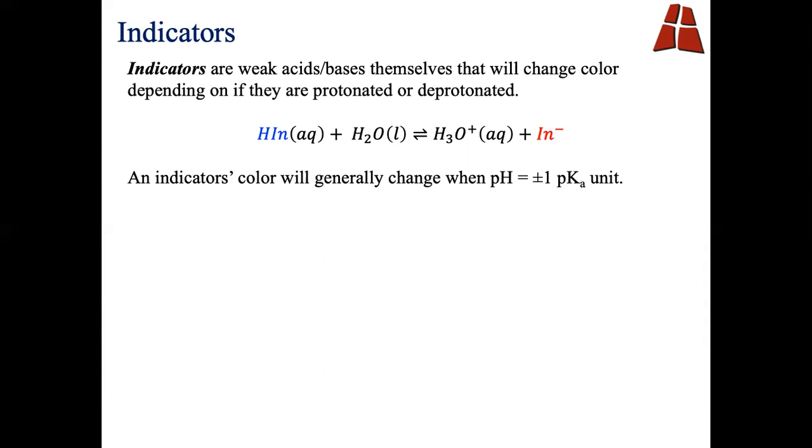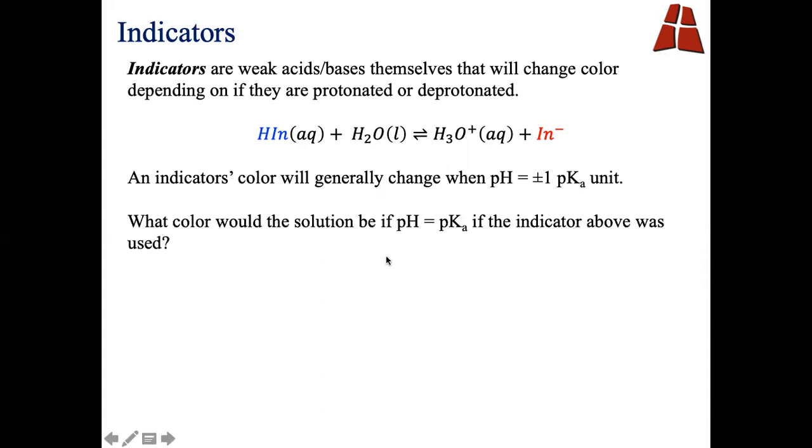Typically, you'll see this color transition within the pH range of plus or minus 1 pKa unit of our indicator. So because these indicators are weak acids themselves, they of course also then have a pKa value. And so you'll see that color transition within plus or minus 1 pH unit of our pKa. Okay. And so here's a question for you.